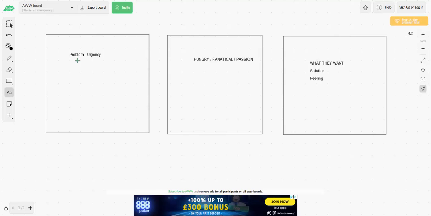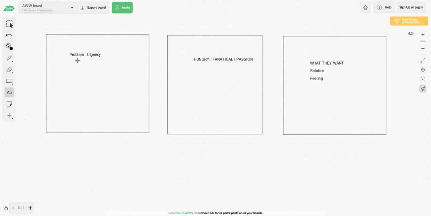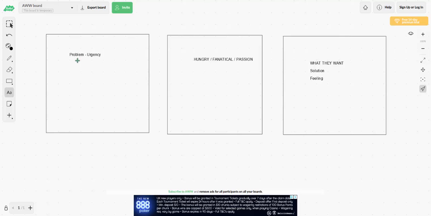The second area is what I've got here: hungry, fanatical, passion. That really means the people. So problem, urgency, but they need to be really hungry for the solution, even fanatical and really passionate. I'll give you an example of one of these. I had a lot of products in the gaming niche, so this sort of proves the case in point. They were hungry, they were fanatical and very passionate about games, and they wanted to be the best at the games, like Call of Duty, World of Warcraft, that sort of stuff.